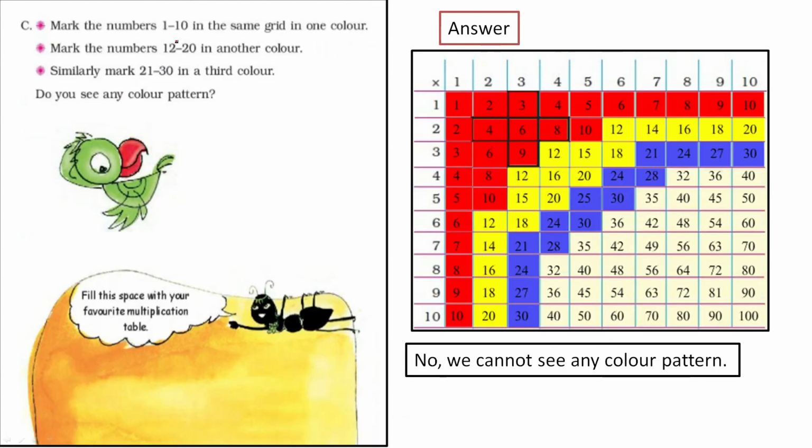Mark the numbers 1 to 10 in the same grid in one color. Mark the numbers 12 to 20 in another color. Similarly, mark 21 to 30 in a third color. 3 colors have been used. Do you see any color pattern? No, we cannot see any color pattern. Here something is missing. The pattern is not evenly distributed.